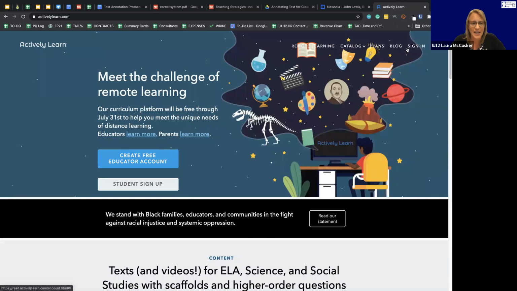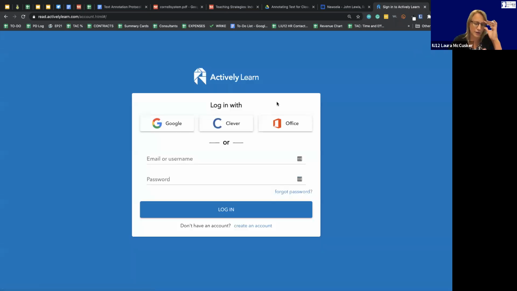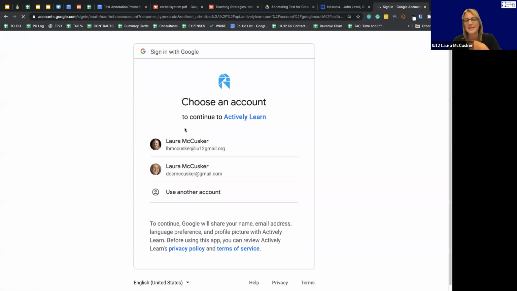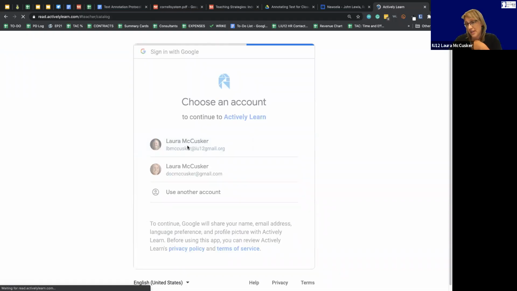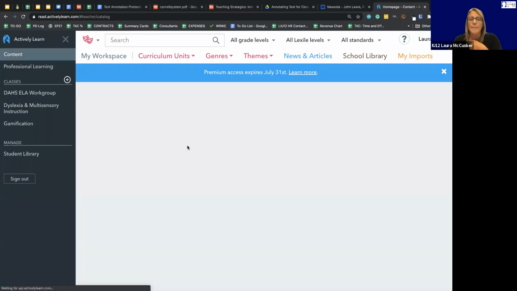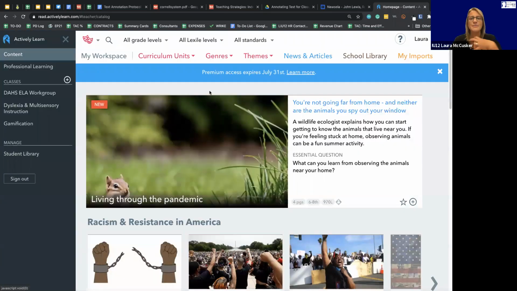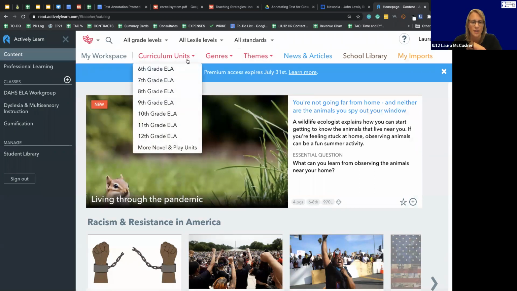Actively Learn currently has the same. Now this one looks like it's free through July 31st. So again, just be careful what you're going to do. But if I sign in here, why I like Actively Learn is that, yes, it has content just as Newsela does, which is nice for all content areas. But then it also allows me to upload my own texts. So the annotation tools that exist within here can be put right onto a PDF that I upload to them as well.